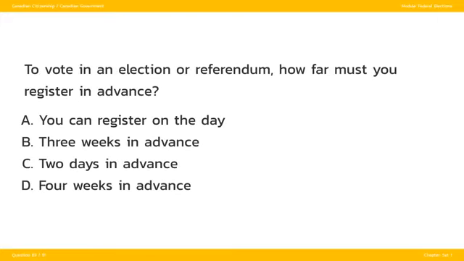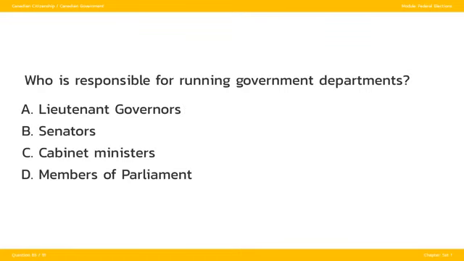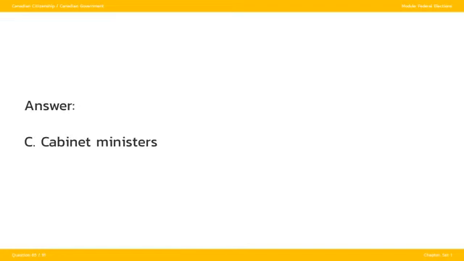To vote in an election or referendum, how far must you register in advance? A. You can register on the day. B. 3 weeks in advance. C. 2 days in advance. D. 4 weeks in advance. The answer is A. You can register on the day. Who is responsible for running government departments? A. Lieutenant governors. B. Senators. C. Cabinet ministers. D. Members of Parliament. The answer is C. Cabinet ministers.